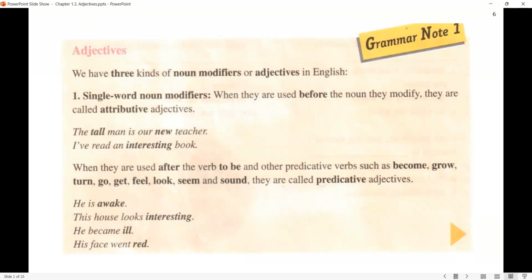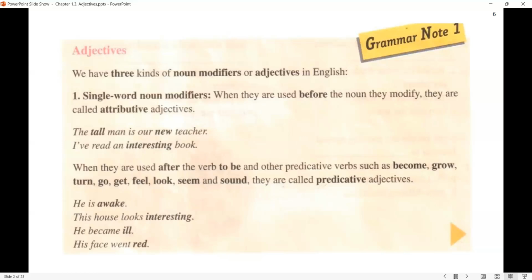So attributive adjectives or one-word adjectives go before the noun, like the tall man. I cannot say the man tall. Tall is one word and it's an adjective, so it goes before the noun. The tall man is our new teacher. Again, new is a one-word adjective, an attributive adjective, and it goes before the noun. I've read an interesting book. Interesting is an adjective, and it is a one-word adjective, so it goes before the noun.